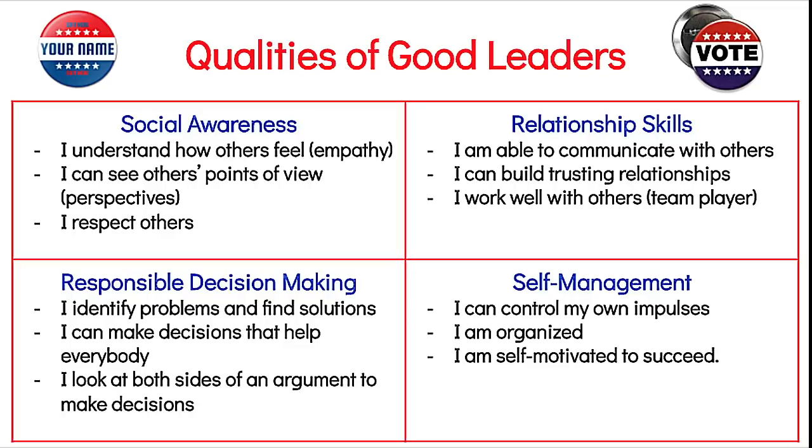A good leader has excellent relationship skills. So they are able to communicate well, they can build trusting relationships, and they're just a really good team player. Good leaders are also responsible decision makers. They can identify problems and find solutions, and they can help make decisions that would help everybody. And in doing that, they have to be able to look at both sides of an argument. And lastly, a good leader has good self-management skills. They can control their impulses, they are organized, and they are self-motivated to succeed.